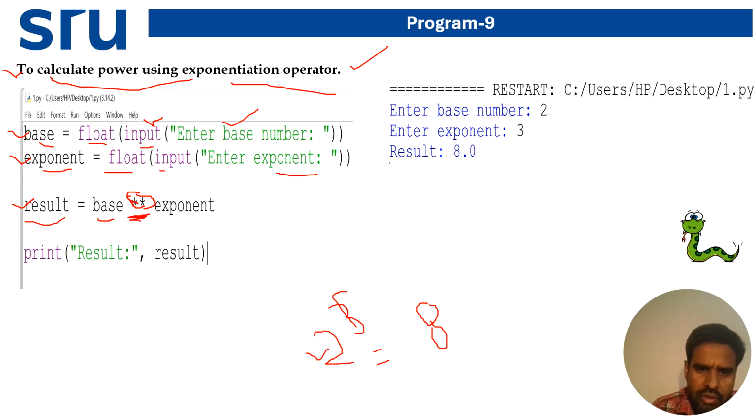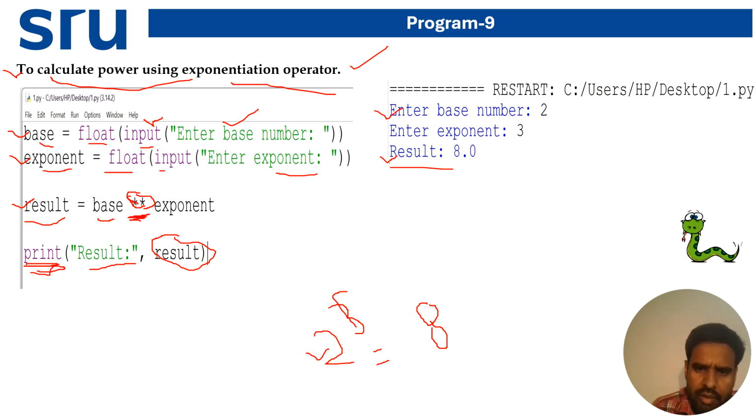Double two stars. Now I'm going to take the result. Where am I going to take the result? Print. If you want the result, then you go to the print function. Now "Result" is a message that will be displayed here. I already told you, whatever you write in double quotes is going to be displayed. Now where is the output stored? In the result. So it will give the output here as result.